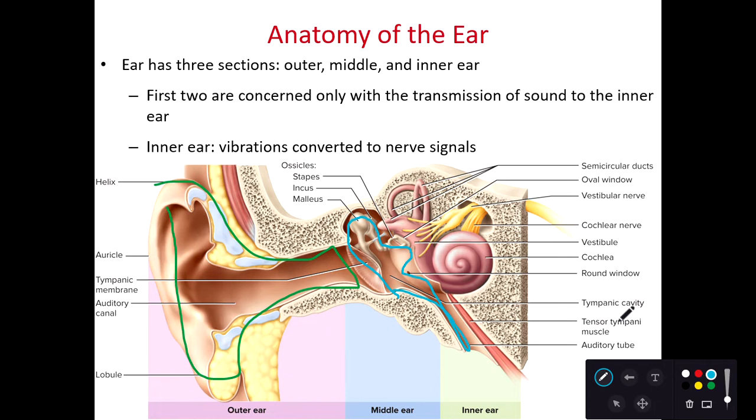in blue. These first two portions of the ear are primarily concerned with taking that compression wave, that sound wave, and converting it in such a way that it can be processed by the inner ear. And this inner ear I'm outlining in red for us right here. And then within the inner ear, we take those vibrations and turn them into action potentials.